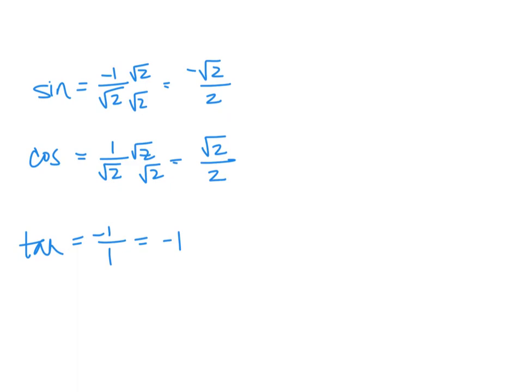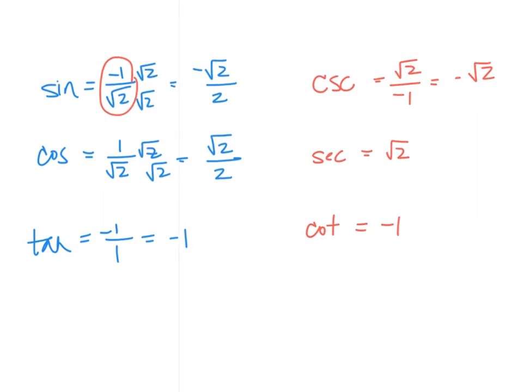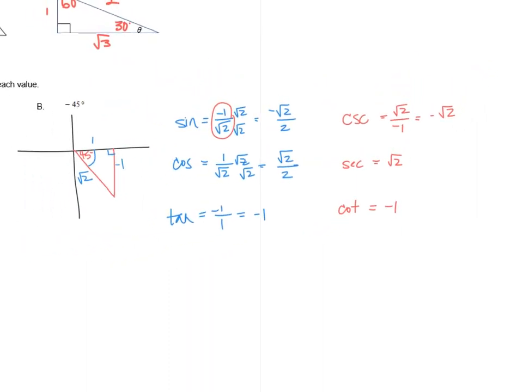Alright, we can go ahead and find our reciprocal functions. Sine and cosecant are reciprocals, so I'm going to go ahead and flip the original one there. Square root of 2 over a negative 1 is just a negative square root of 2. Secant of our angle is square root of 2 over 1, or just square root of 2. And cotangent is 1 over negative 1, still a negative 1. And there you have your 6 trig functions from an angle that had a reference angle that came from a special right triangle. So there you go for kind of a long intro video to end out Algebra 2.